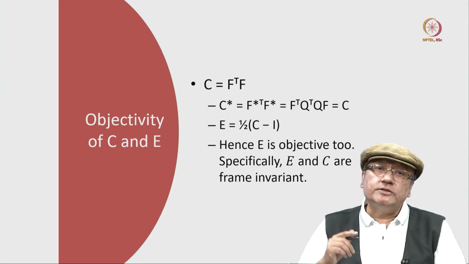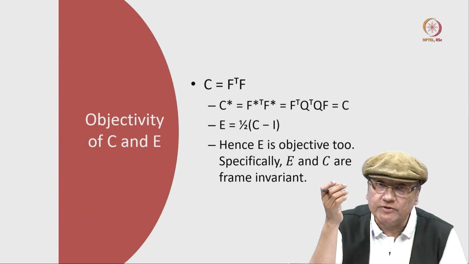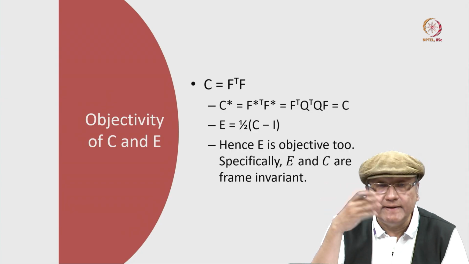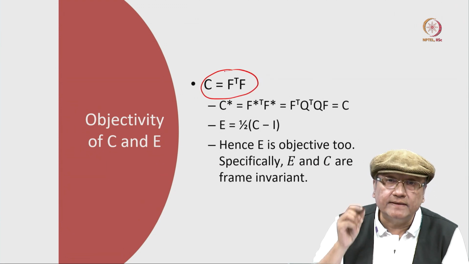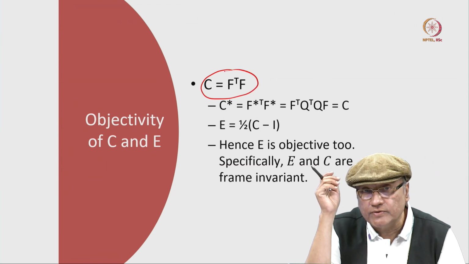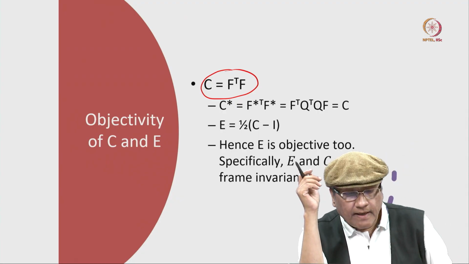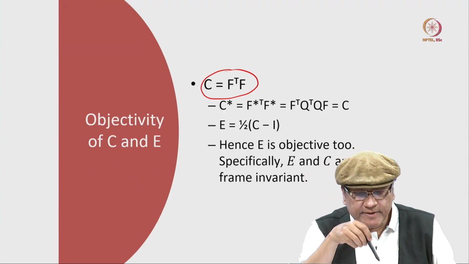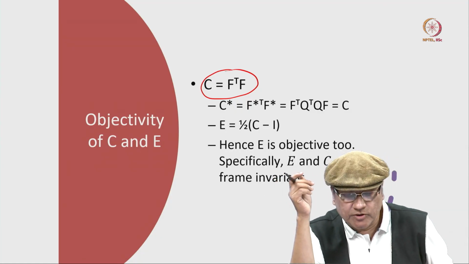And that is the reason also why we really cannot use the deformation gradient as a direct measure of strain, even though it is very useful in finally characterizing strain. As you will see here, we have already seen that C, the Cauchy-Green strain, is basically F transpose F. Now let us talk about what happens to C star upon the change of coordinates in the spatial configuration.